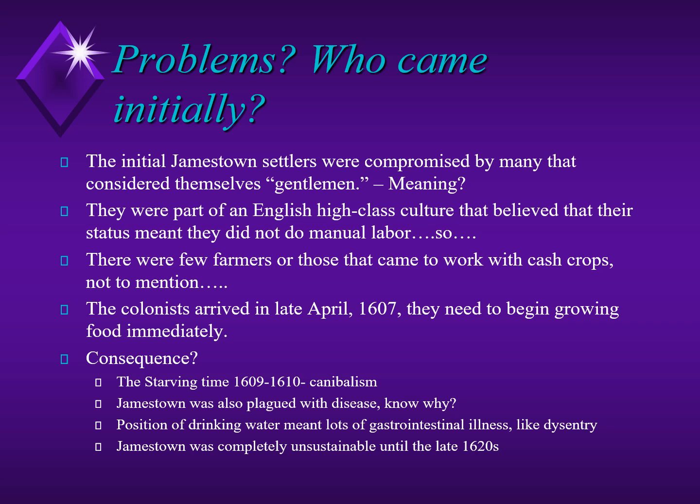Jamestown was, until the late 1620s, completely unsustainable. And this leads the King of England to make the colony a royal colony in 1624. At least it motivated him to do that.